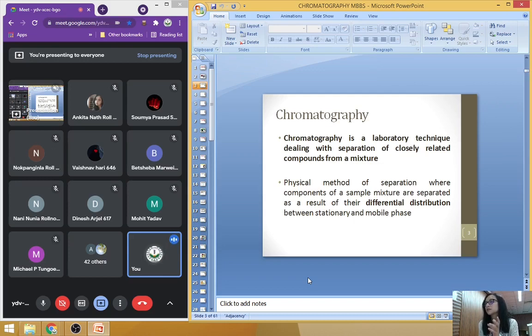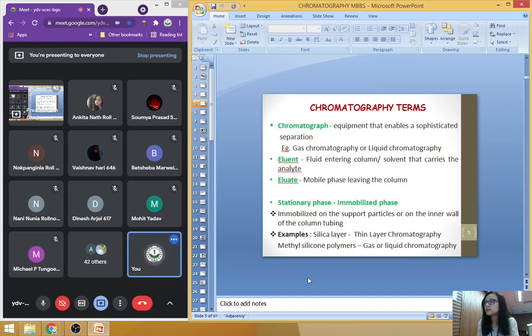The stationary phase will be there, and in the mobile phase, the solute or the analyte that we want to separate will be distributed between the stationary phase and the mobile phase. So this is a physical method of separation where the components of the sample mixture are separated as a result of their differential distribution between the stationary and the mobile phase. It will be more clear in the coming slides.